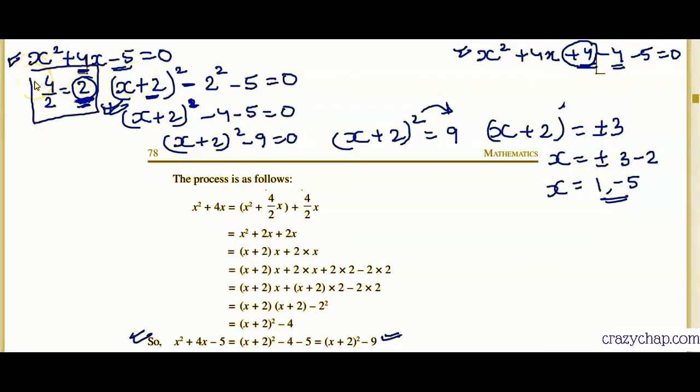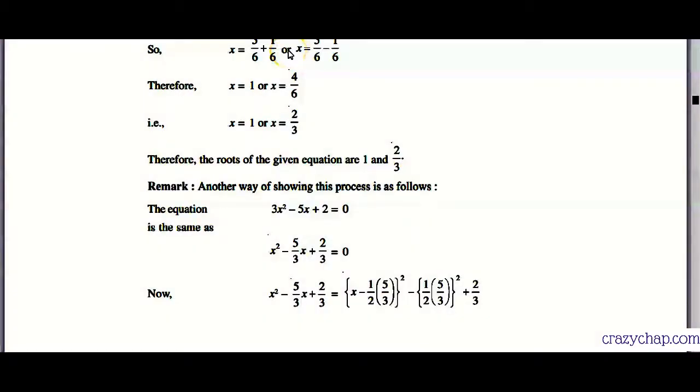Let's do another example. Let's solve this question: 3x square minus 5x plus 2 equal to 0. Now here we have a little change. We'll understand how to do that.